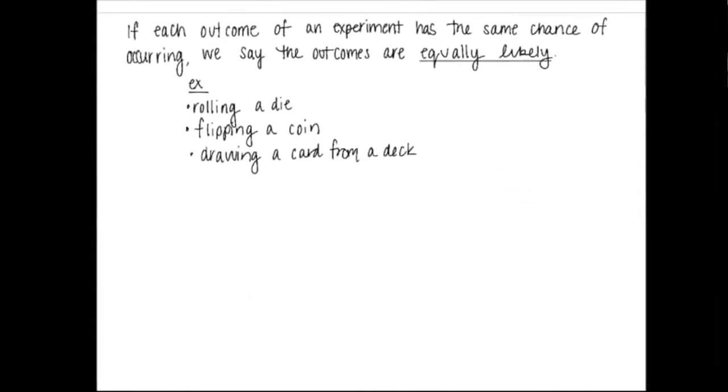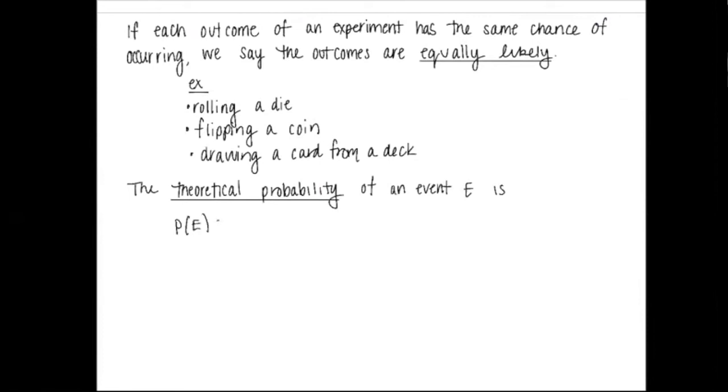So when we're dealing with theoretical probability, we use the same notation. The theoretical probability of an event E is given by the following. You still use P of E, but now because we know all of the outcomes, it's the total number of possible outcomes in our denominator. And in the numerator, it's just the number of outcomes favorable to our event.